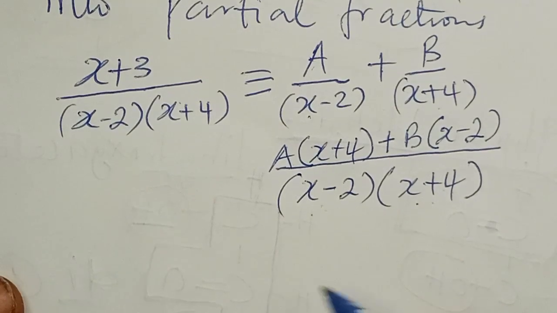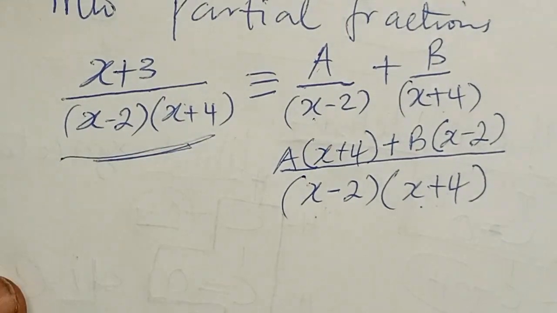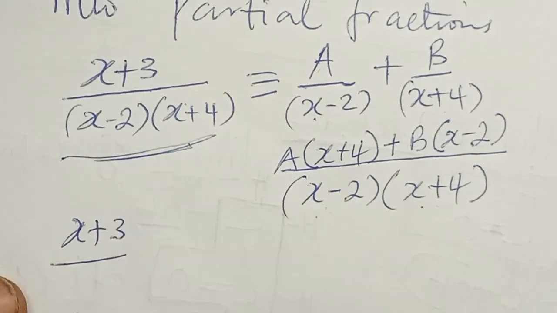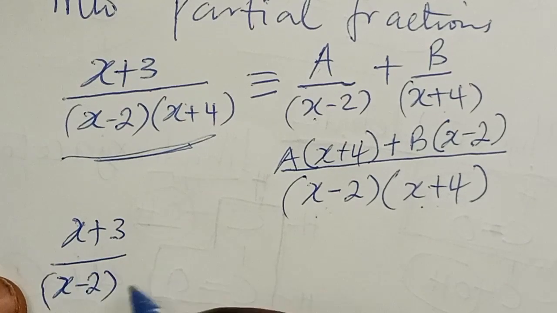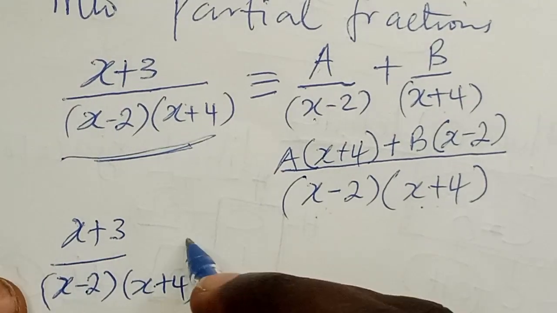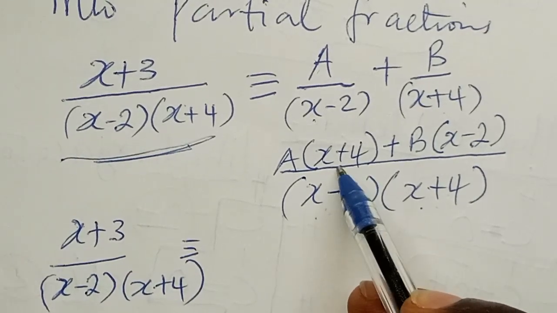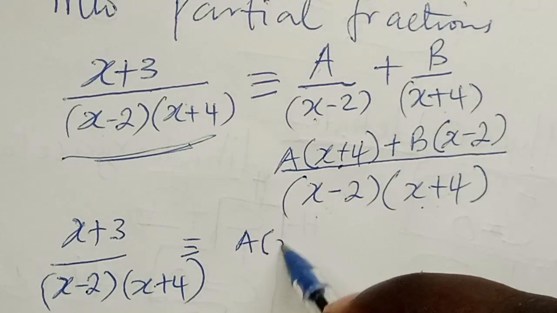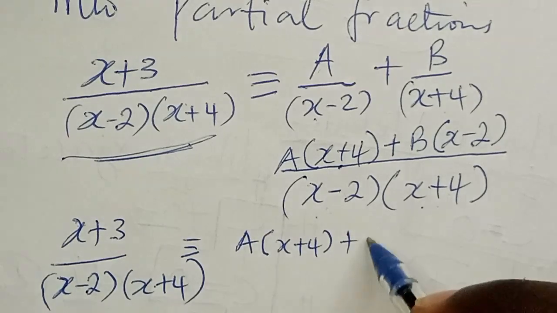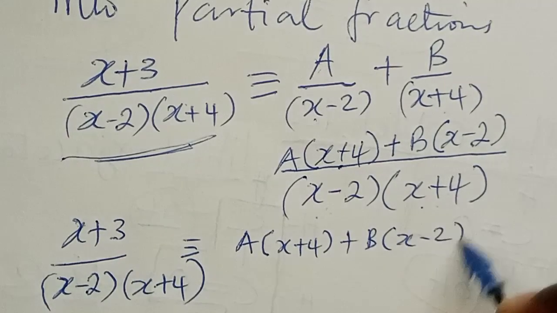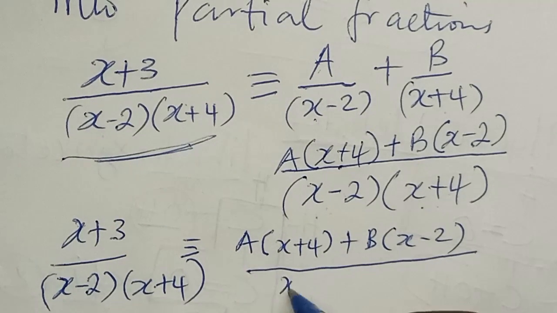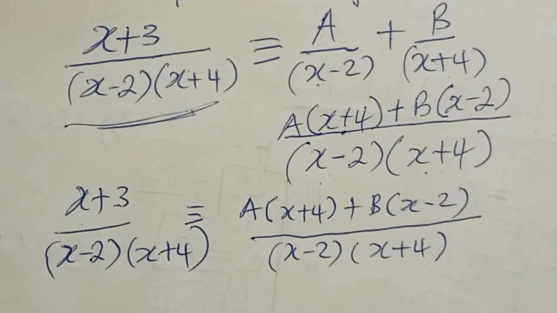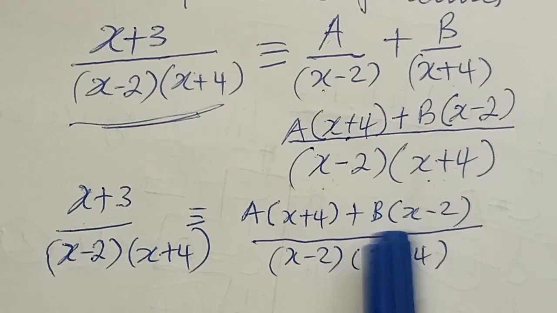So we can say that (x + 3) divided by (x − 2)(x + 4) is the same as this expression, which is A into (x + 4) plus B into (x − 2), divided by (x − 2)(x + 4). So we have this now.